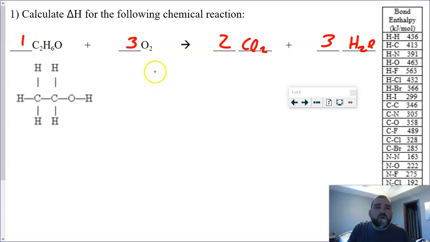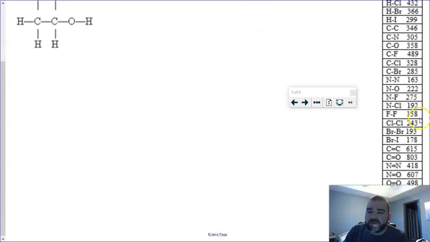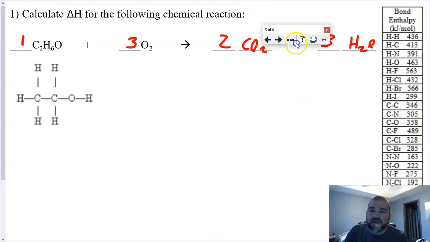All right, now, when we do these bond enthalpy problems, you'll notice on the right-hand side of your sheet, I've got this gigantic list of all these different bond enthalpies. This is from your periodic table from last year. If you flip to the back of last year's periodic table, this is right there.